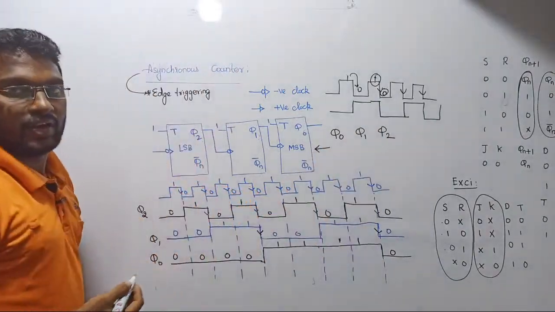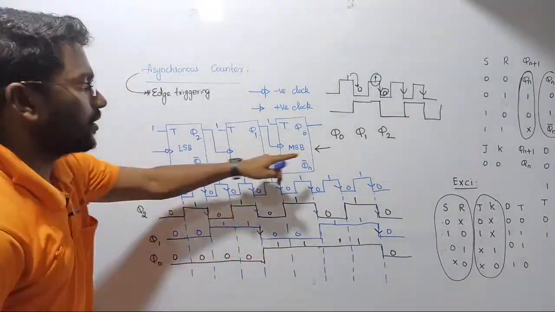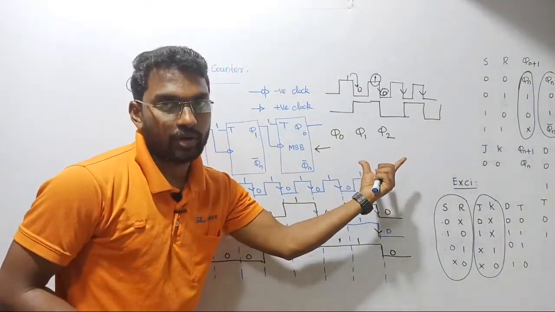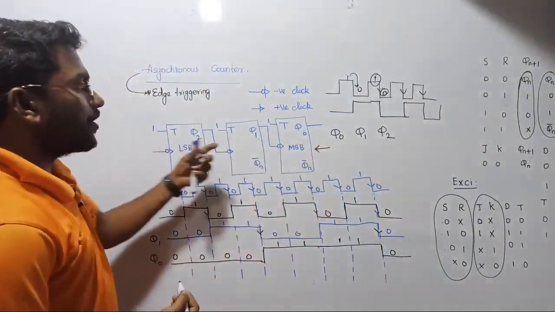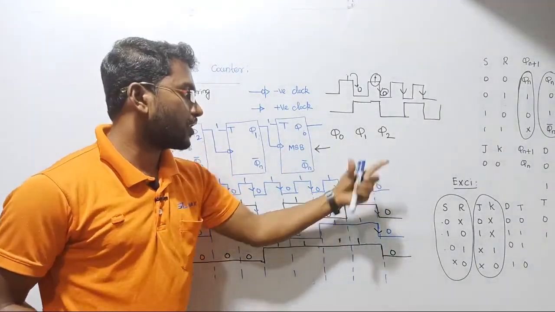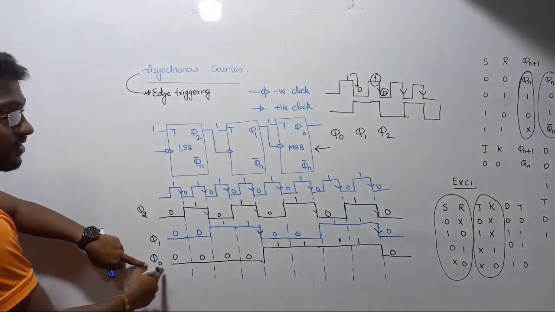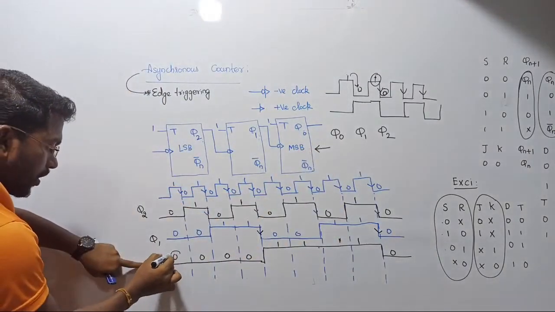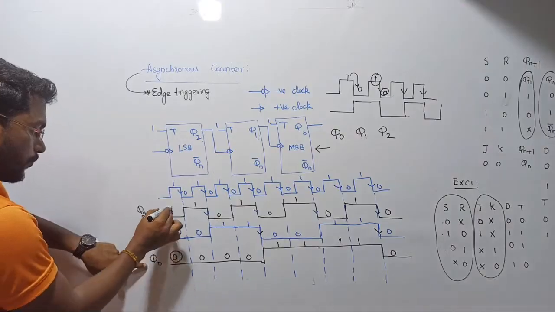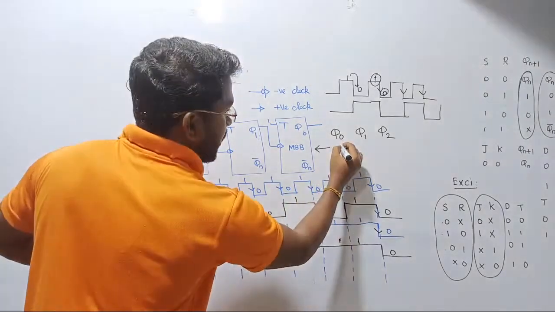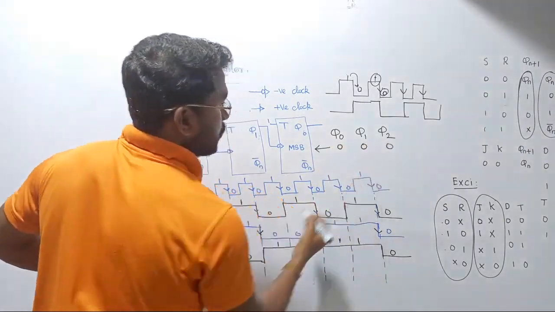So let us register the value. Write the variables from MSB to LSB, in this format. Very simple. From here to here, we just have to arrange the order. Let us start the count. I will start from Q0. Observe, Q0 is 0, Q1 is 0, Q2 also 0, such that we are getting 0, 0, 0.